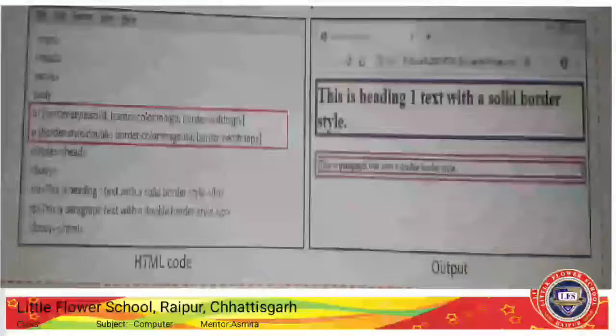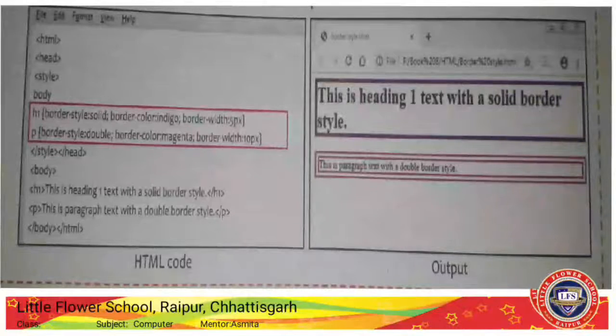Example we can see, that is border style solid, border color indigo, border width 5px. That is, the width of the border should be 5 pixel broad, and the color of the border should be indigo color, and the border style should be solid. That means it should be thick. And in the last second line, it is written, this paragraph text is a double border style. That means a double border should be shown in the output.